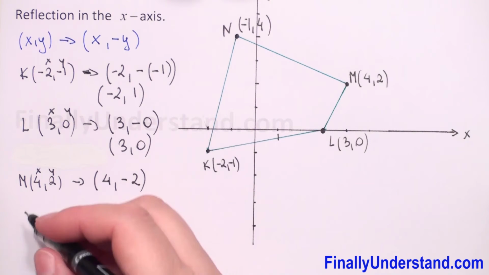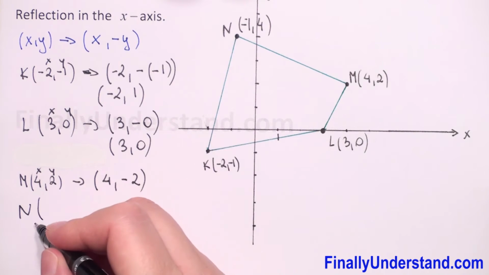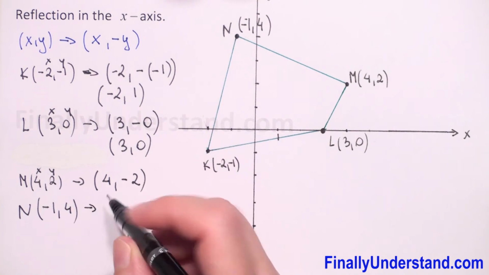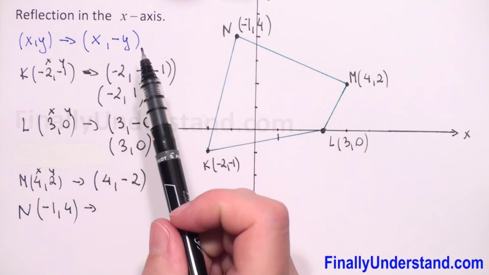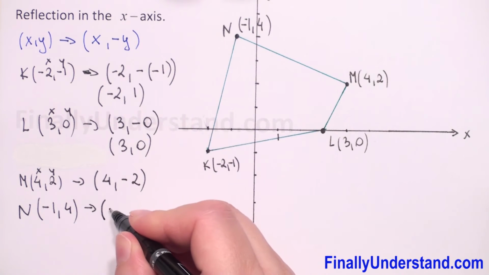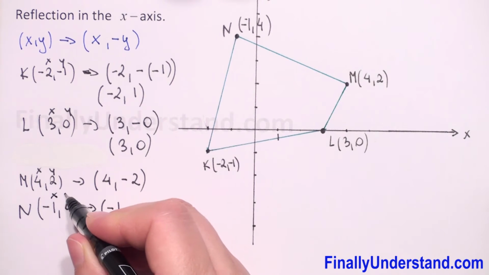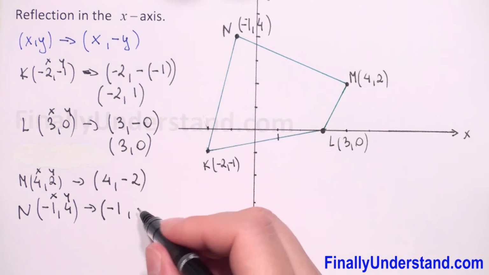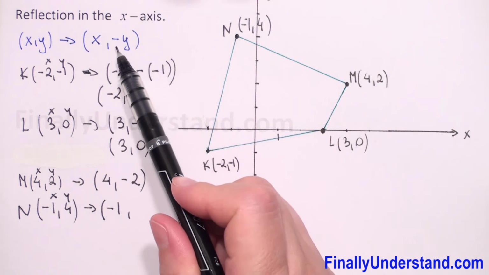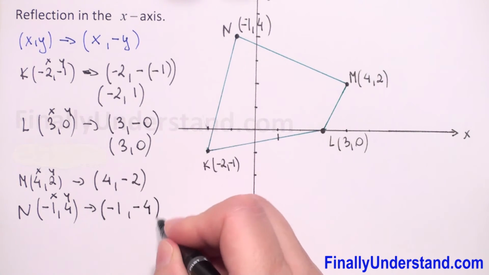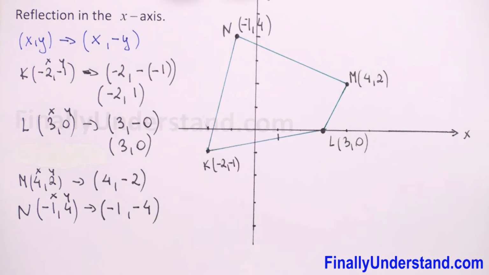And the last point is N, which has coordinates (-1, 4). One more time, when we have a reflection in the x-axis, we copy x. So we have -1, this is our x, this is our y. And before y, we have to put a negative sign. So we have -4. Now we have to find these points.